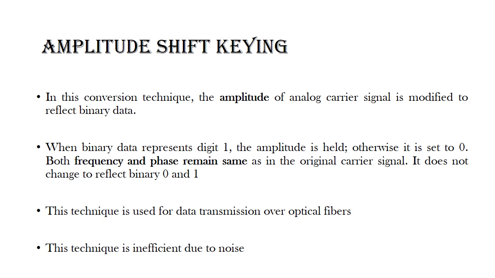Here it is also mentioned that when binary data represents digit 1, the amplitude is held, otherwise it is set to 0. This technique is used for data transmission over optical fibers. So optical fiber is the capable or useful communication medium for this type of modulation technique. But this technique is insufficient due to noise during the transmission.